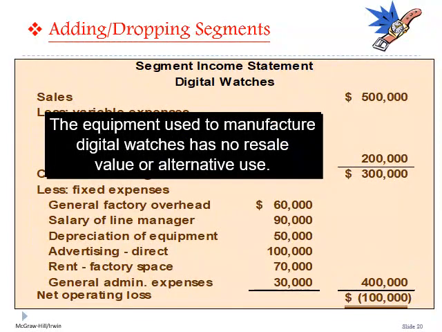Here he wants to give us another piece of information about the equipment used to manufacture digital watches. It says the equipment used to manufacture digital watches has no resale value or alternative use. That means all the costs of the equipment and the depreciation can be ignored. So that's something else we add to the information he gave us: all the costs that relate to the equipment and the depreciation will be ignored. We ignore the depreciation related to this equipment, and it is considered an irrelevant cost.